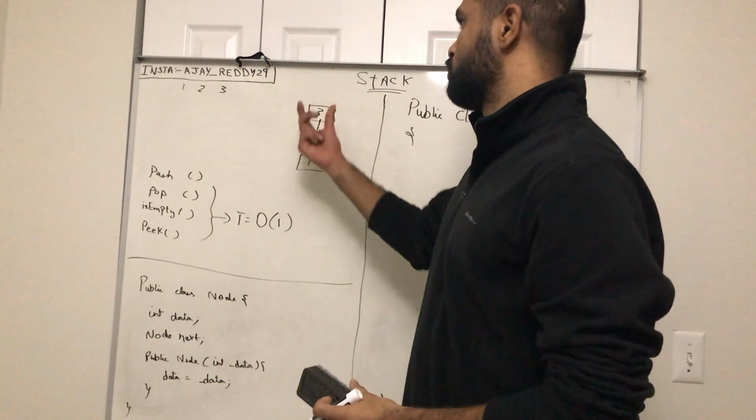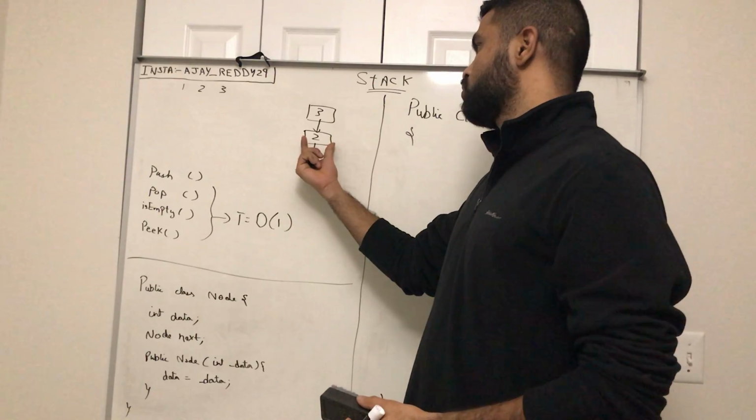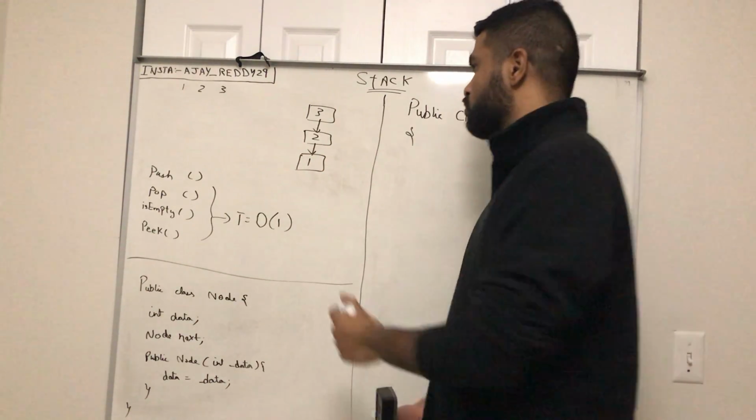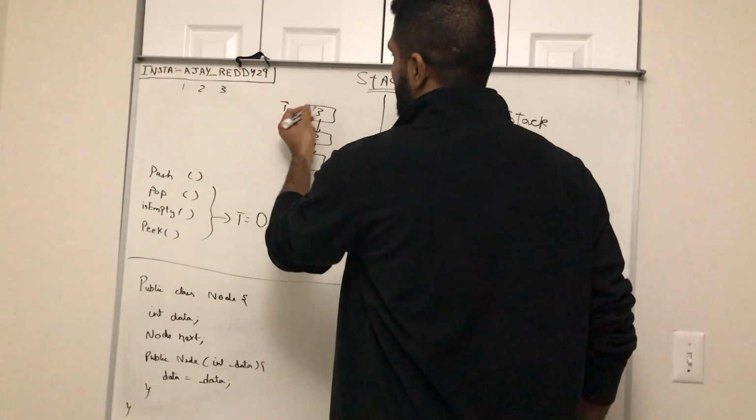So these are 3 different nodes. For 3 the next node is 2, and for 2 the next node is 1. So this is the stack. If you can see, I'm having 3 at the top of this stack.